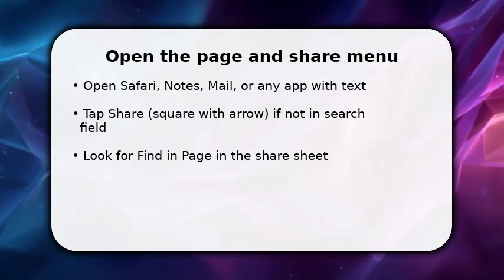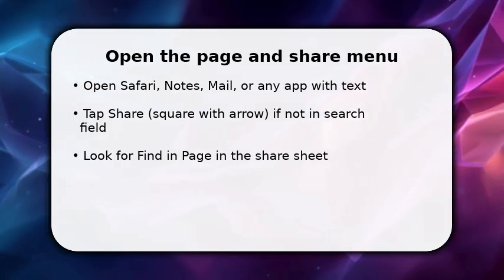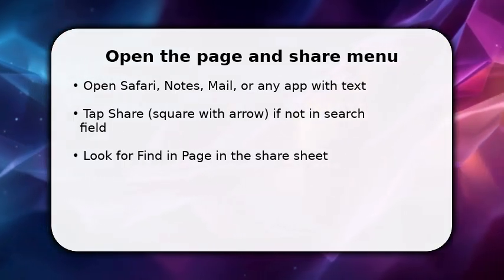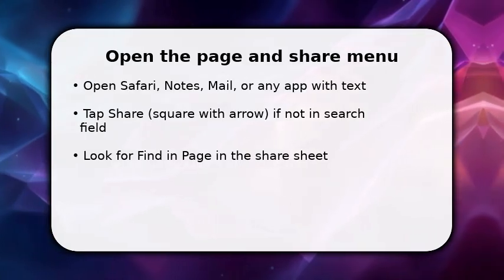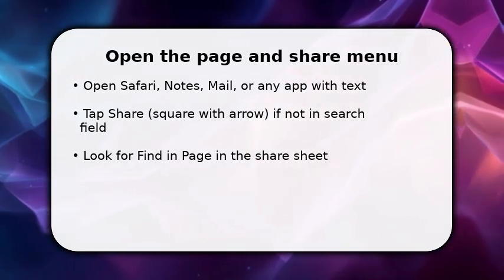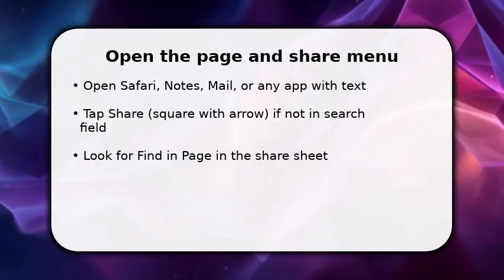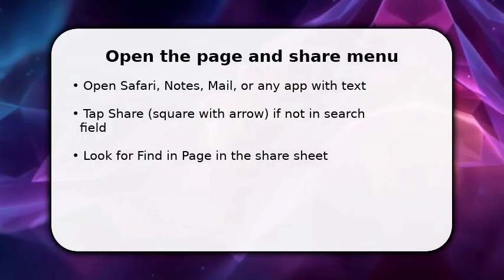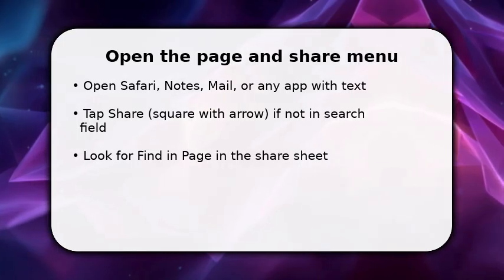You're starting inside the app with the text you want to search. First, open the page in Safari, Mail, or Notes. Once the content is visible, tap the Share button, that square with an arrow, when there's no visible search bar. You do this because some apps hide the Find option behind the Share sheet.